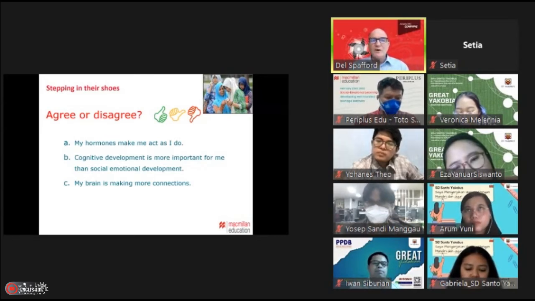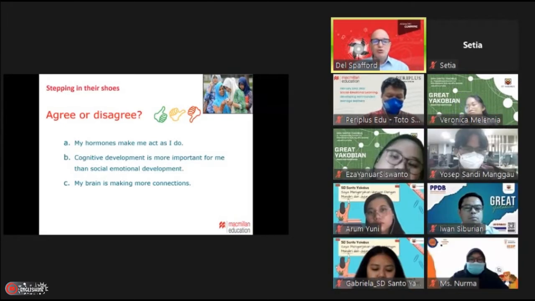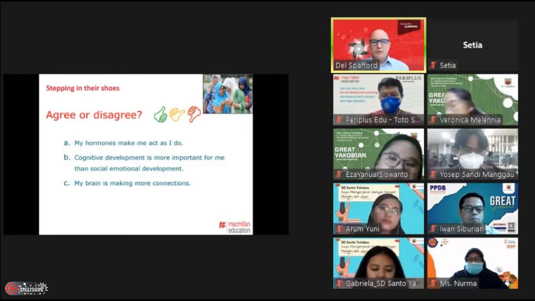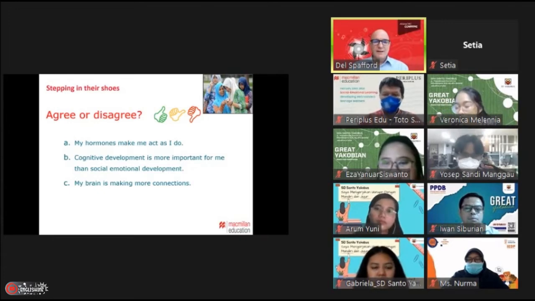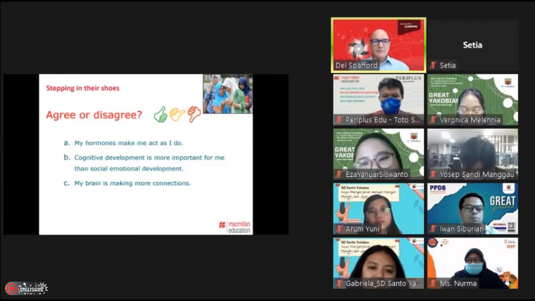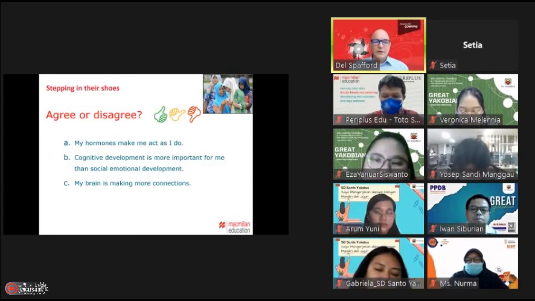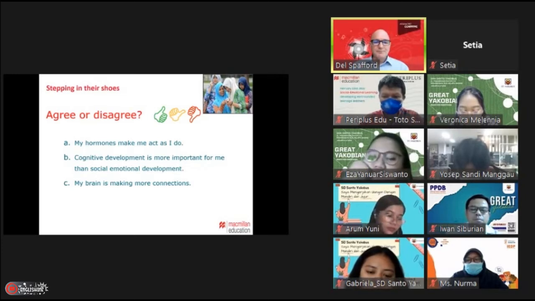In B, our cognitive development is more important than social emotional development. And again, this is no, you all got that correct, actually. So strong social emotional skills have been shown in research to increase academic achievement. Teens like to learn from people they respect, as they are still trying to work out who they are as themselves. So they're still working out their own identity, so they want to learn from people, not from books, let's say.